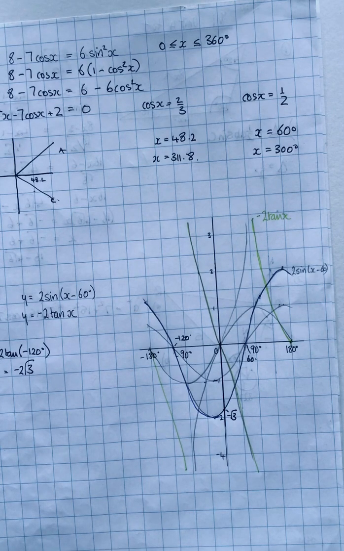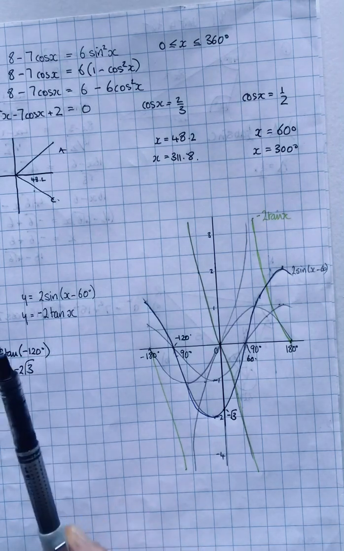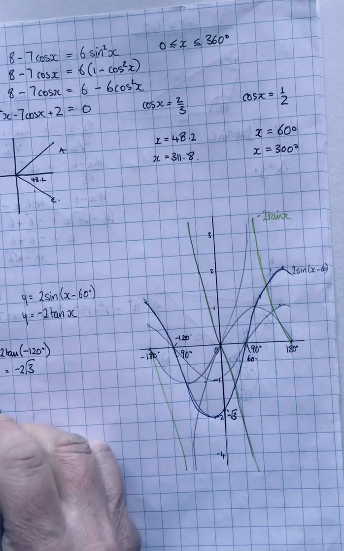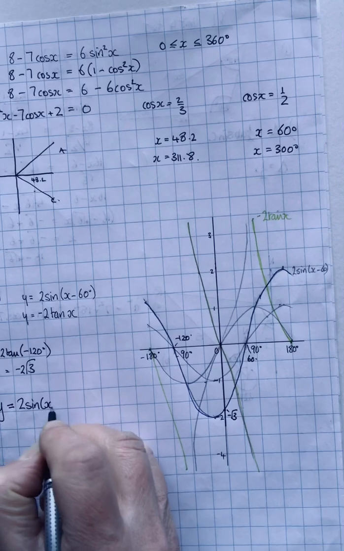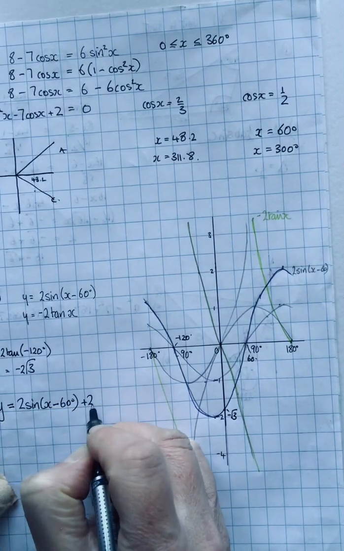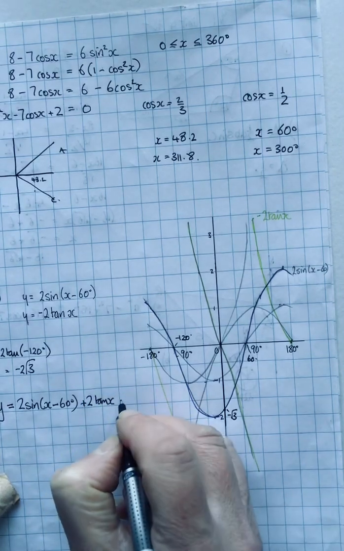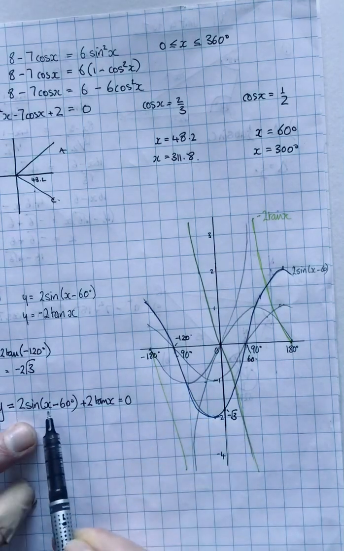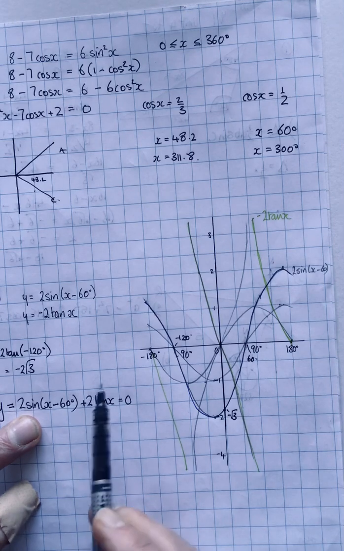Explain how you can use the graph. This is part C now. Explain how you can use the graph to identify solutions to the equation y equals 2 sine (x minus 60) plus 2 tan x equals naught.